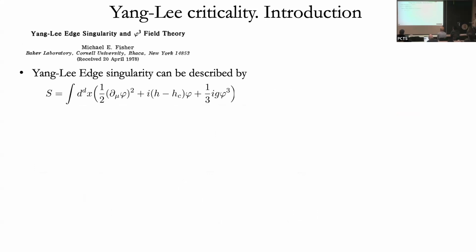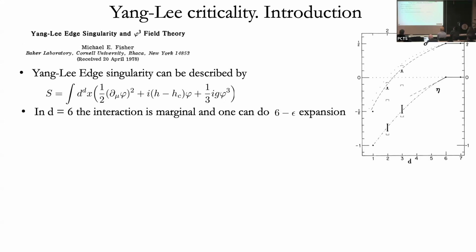And then 7 years later, Michael Fisher suggested that the singularity near this h critical can be described by the phi-cube model with imaginary coupling, which Igor already mentioned. So we have to tune the imaginary magnetic field to this critical value, and then we have this critical phi-cube theory. And this phi-cube interaction is exactly marginal in 6 dimensions. So Michael Fisher developed the 6 minus epsilon expansion.